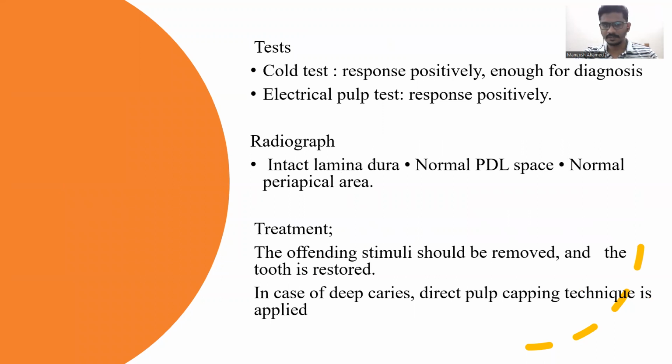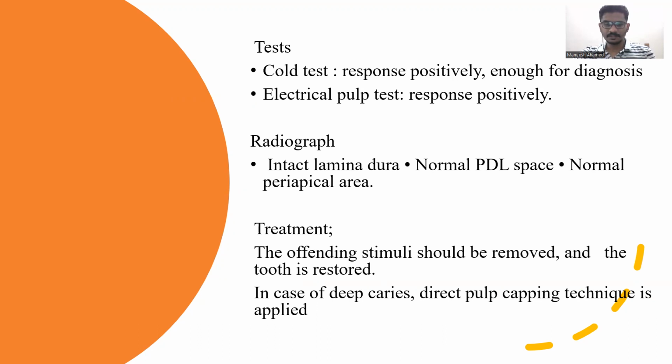And what tests can be done? We can do a cold test, which responds positively enough for diagnosis. The electrical pulp test also responds positively, which means that the pulp is still vital. And in the radiograph, there will not be any radiographic features because the pulp is in a reversible state. The lamina dura is intact. The periodontal ligament and periapical area are normal.